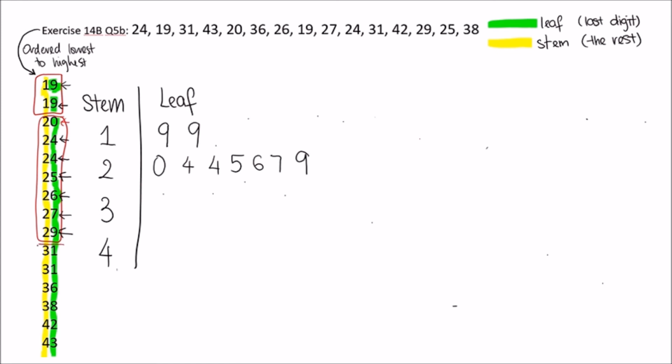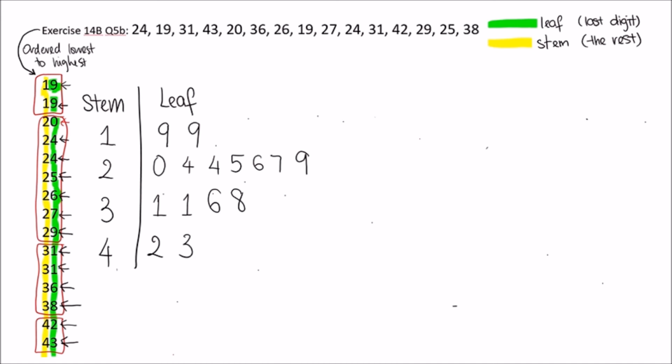Now we're going to look at stem 3, and that is from 31 to 38. So 31 has a stem of 3 and a leaf of 1. Our next one also has a leaf of 1. 36 has a leaf of 6, and 38 has a leaf of 8. Finally, we're going to look at stem 4. Stem 4 only has 2 terms. The first one has a stem of 4 and a leaf of 2. Next one has a leaf of 3.